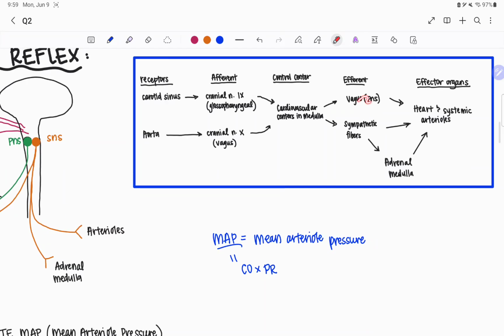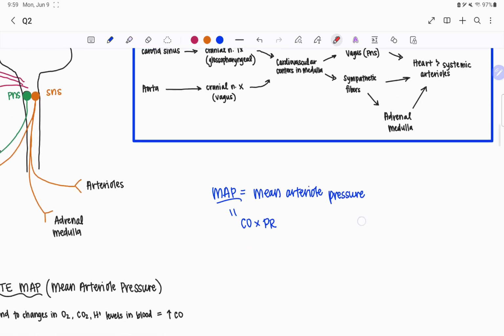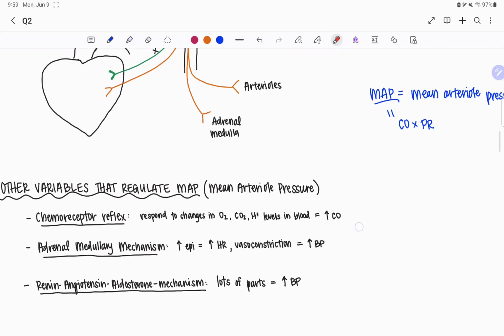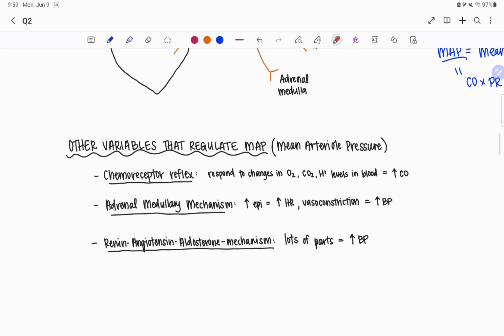And then we can either stimulate the heart to go faster or slower, and that will affect our cardiac output, thus affecting our MAP. Okay, so a couple different ways we can affect MAP. Some other things we can talk about. I'm not going to spend lots of time on these, but they are MAP regulators.